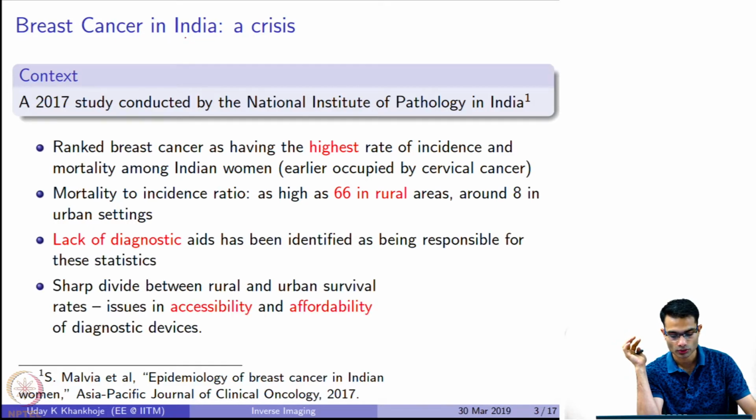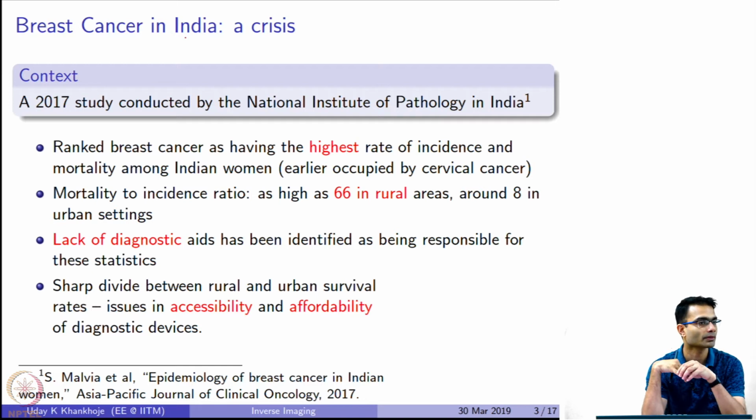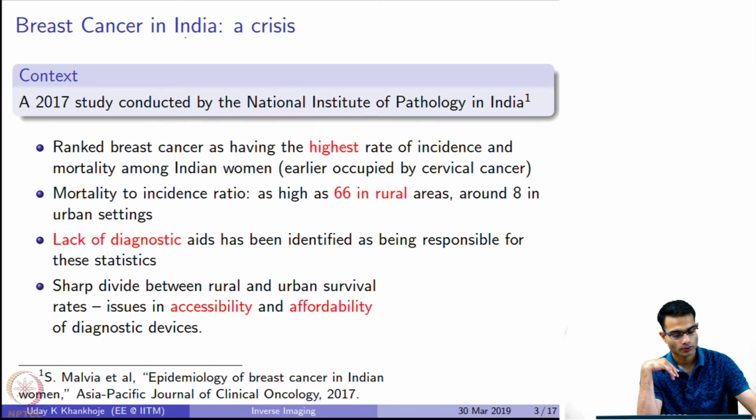And so the study also identified one of the main reasons was a lack of diagnostic aids. There is not enough screening that is happening, and by the time you detect it, many times it's too late, right? And why is there such a big difference between rural and urban India is simply access and affordability of some kind of diagnostic tool that can catch this early on. Okay, so this is sort of facts information, right?